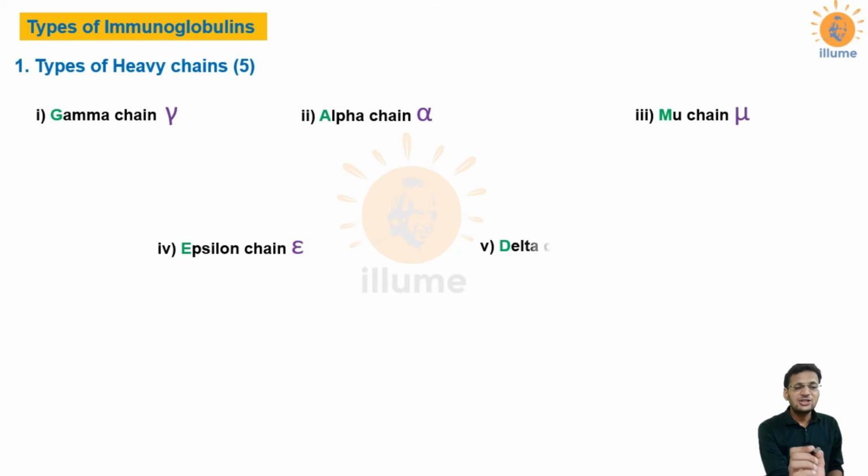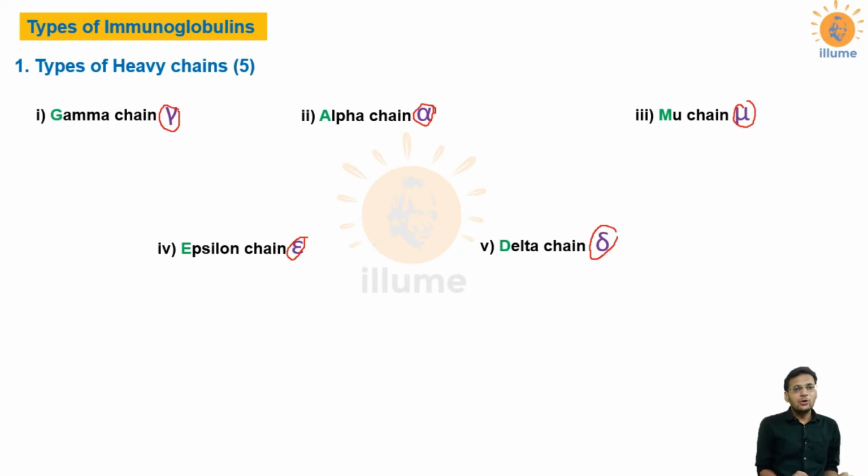Second one is alpha chain, the third one is mu chain, fourth one is epsilon chain, and the fifth one is delta chain, and these are represented by their particular symbols. This is gamma, this is alpha, this is mu, this is epsilon, and this is delta chain. You must have learned about these symbols in physics and mathematics. Now listen to this carefully.